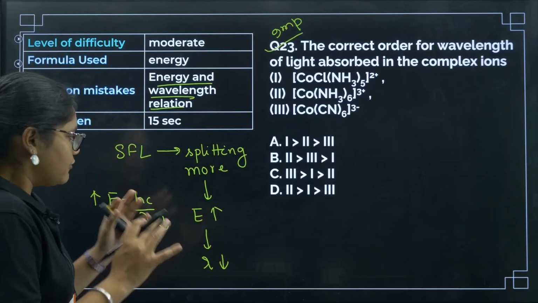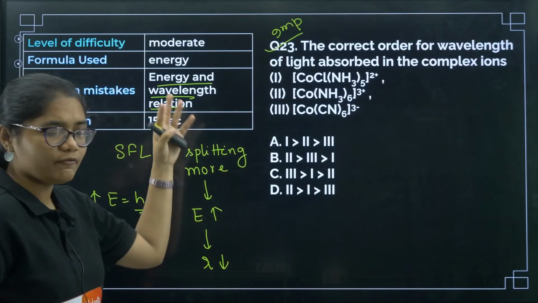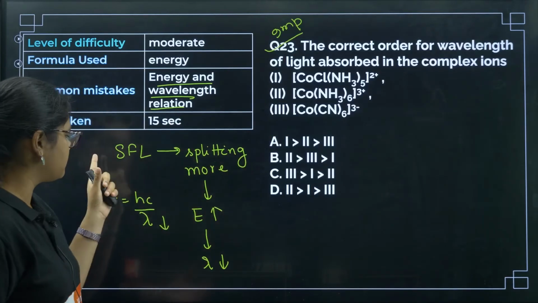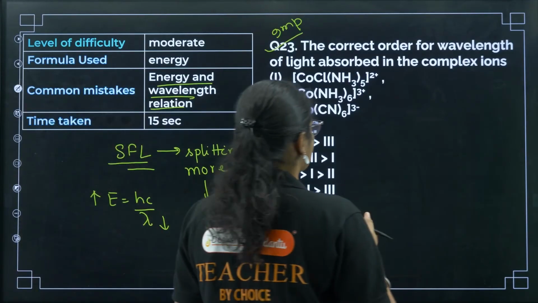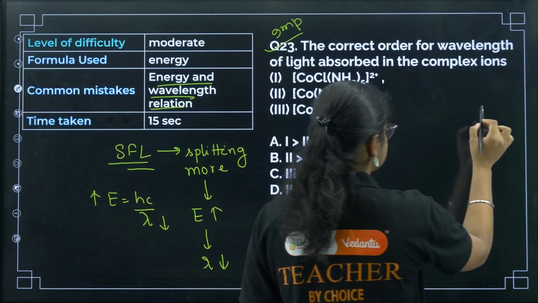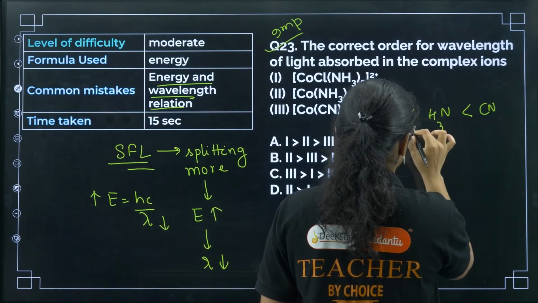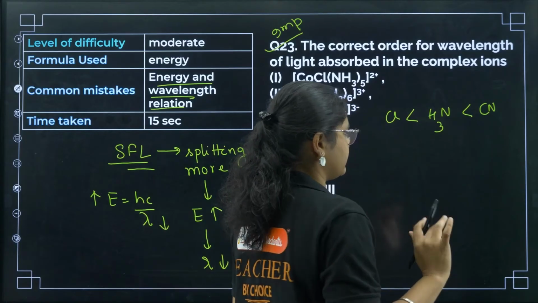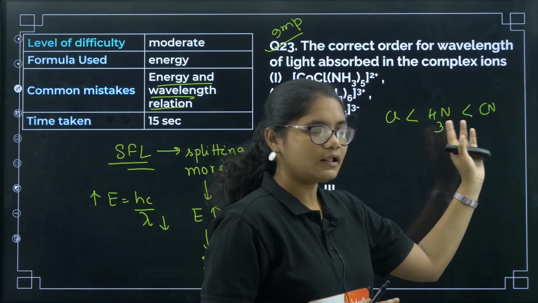Now first of all, we need to think about which of 1, 2 and 3 has more splitting, where there will be more strong field ligands. We know that the order of the ligands is CN- is strong, then we have NH3, and very weak will be Cl-. This is the order of ligand strength.